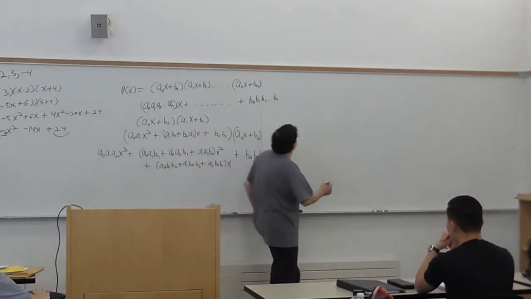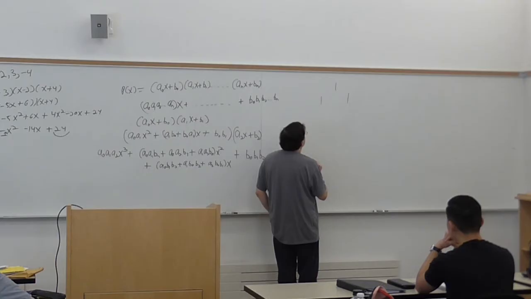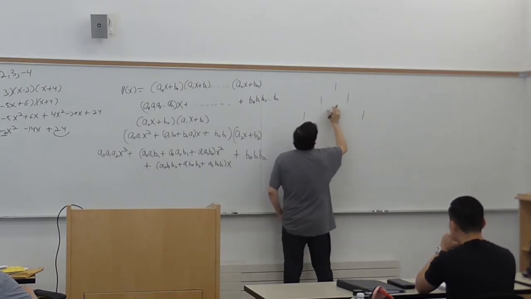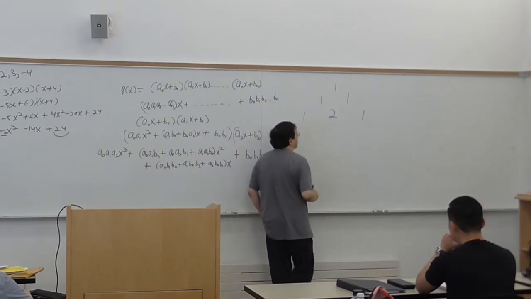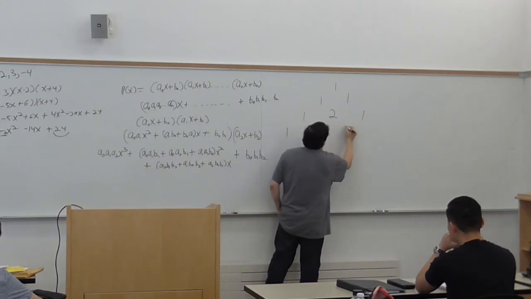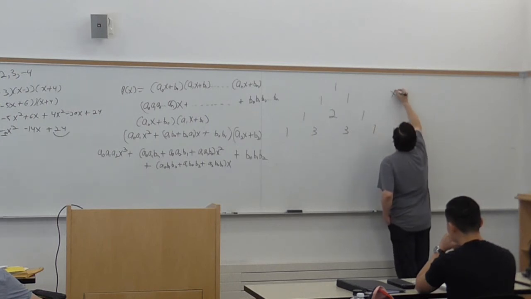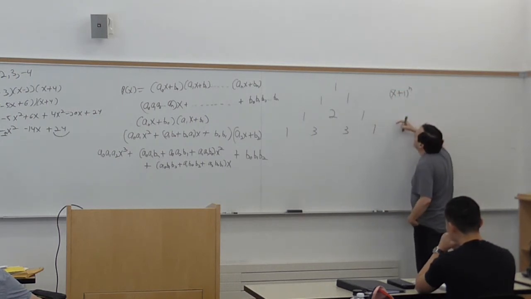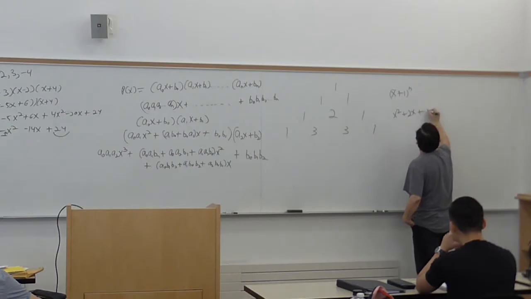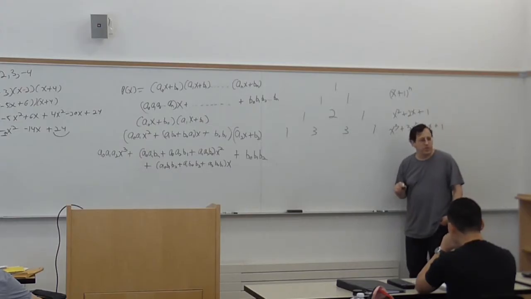30-second digression. Pascal's triangle looks like this. You start with a 1, and then you put 1s around the edges, and then in the middle, you add the 2 on either side. 1, 3, 3, 1. These are really useful if you multiply x plus 1 to the n, right? Here you have x squared plus 2x plus 1. Here you have x cubed plus 3x squared plus 3x plus 1. Can you see where that's going?